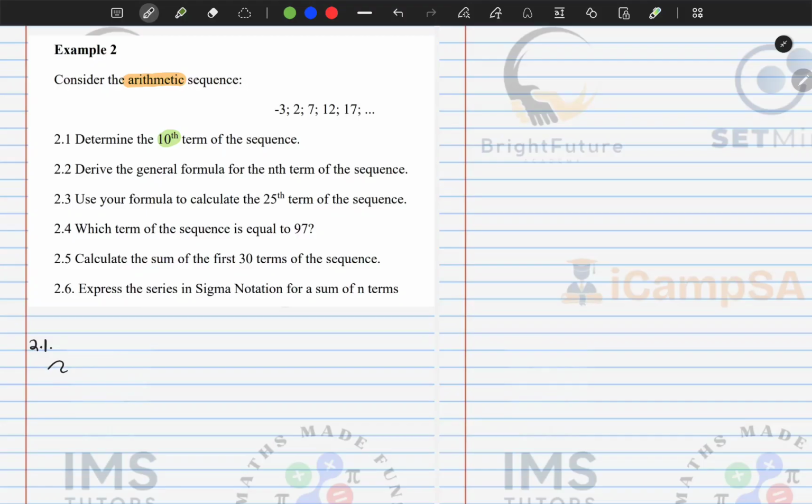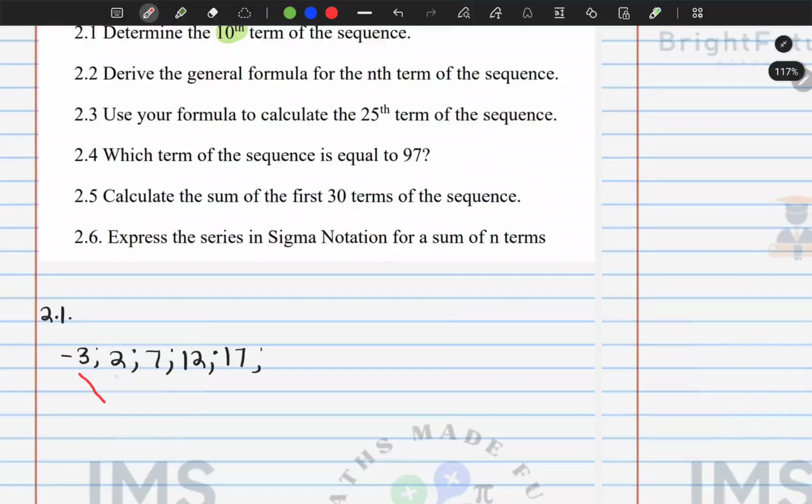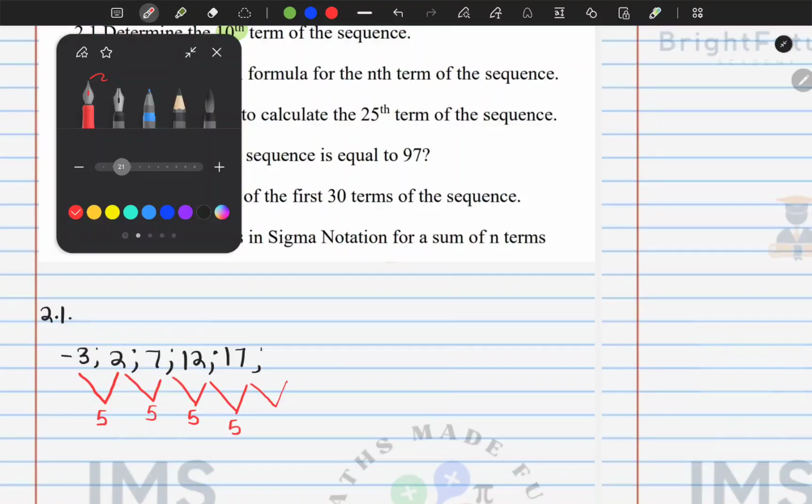So let's have a look at how we can get that. We have -3, 2, 7, and then 12, and then 17, and so on. What we can see is that if you take the difference, 2 minus -3, you get 5. 7 minus 2, you get 5. 12 minus 7, you get 5. 17 minus 12, you get 5. So when we take the difference between one term and the next, we should get 5.